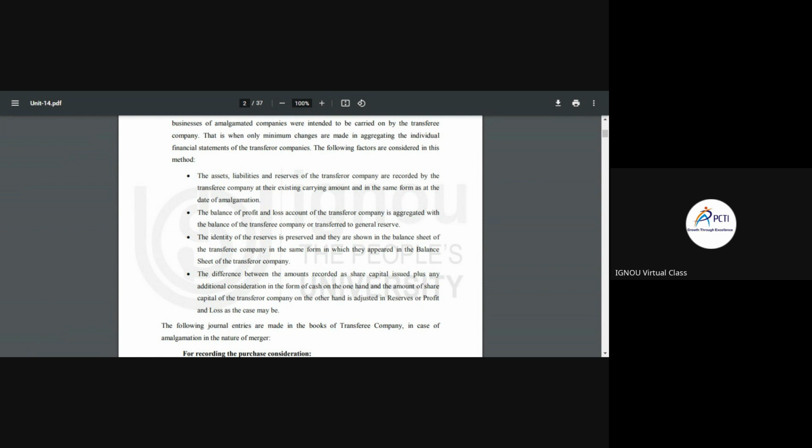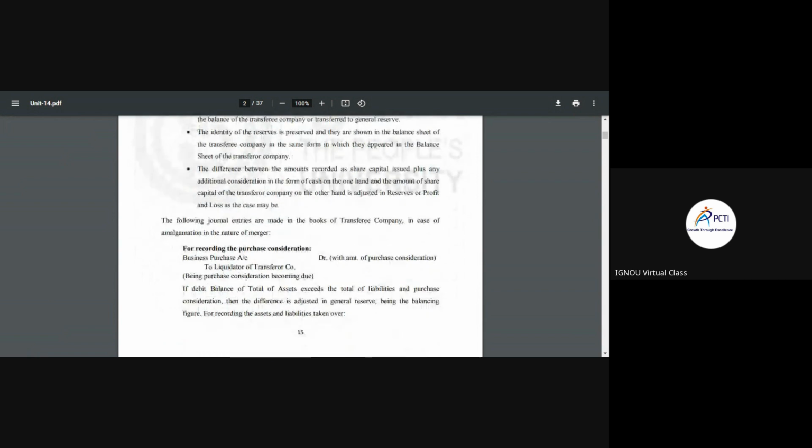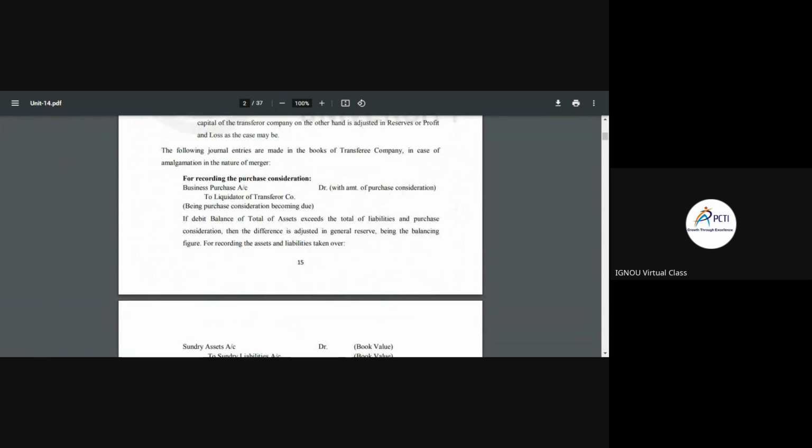Next one is the difference between the amount recorded as share capital issued plus any additional consideration in the form of cash on the one hand, and the amount of share capital of the transferor company on the other hand, is adjusted in reserve or profit and loss, as the case may be.